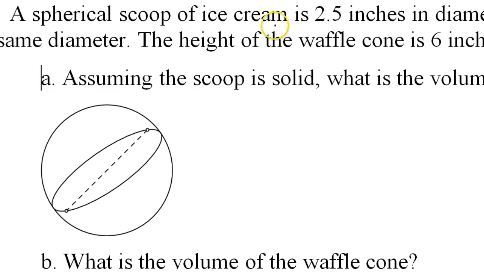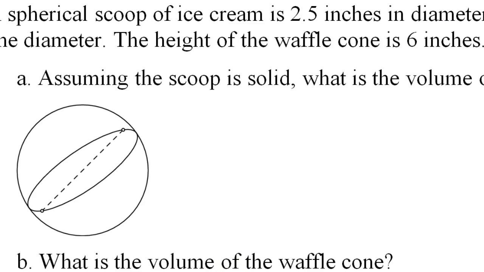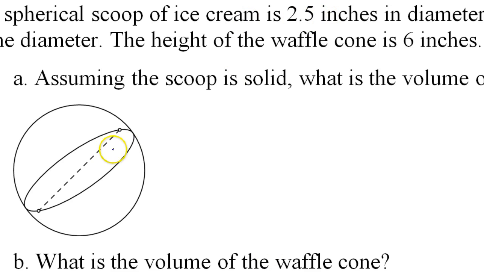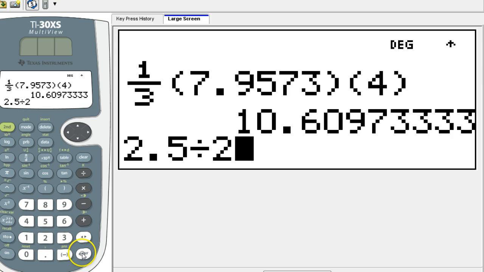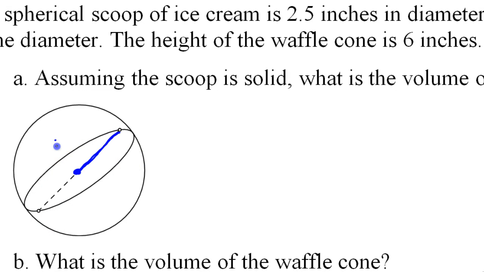All right, so here's our sphere. It's 2.5 inches in diameter. But what we need is the radius, because all the formulas that we have involve the radius. So obviously we'll have to take half of that. So 2.5 divided by 2 is 1.25. So we're dealing with a radius of 1.25 inches.